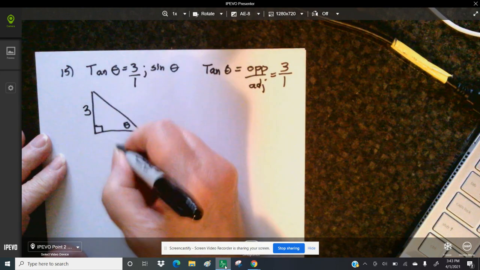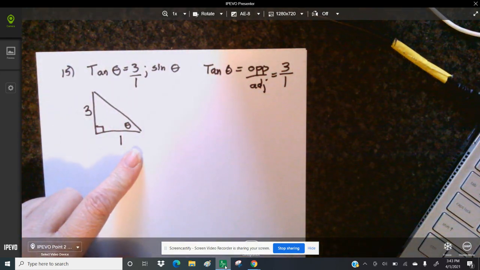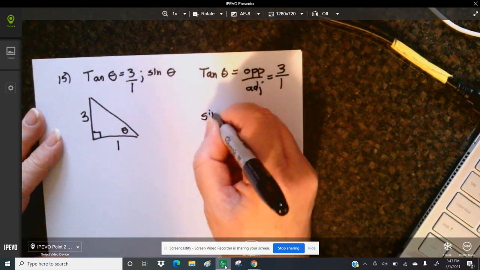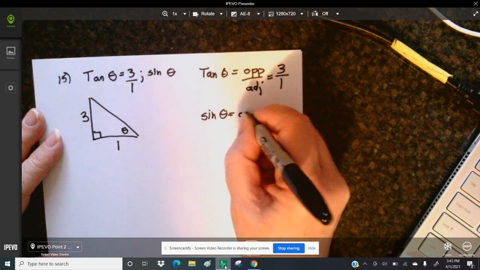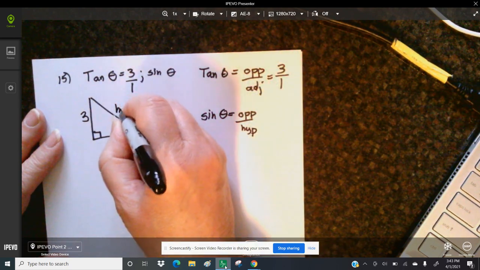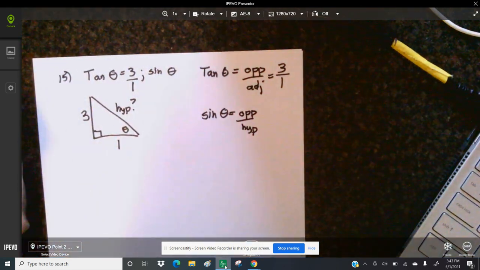So this is my opposite side. This is my adjacent side. So now I know that that has to be 3 and that has to be 1. But they're asking me to find the sine. And I know the sine is equal to the opposite over the hypotenuse. But I don't know this hypotenuse. But I know 2 of the 3 sides of a right triangle.